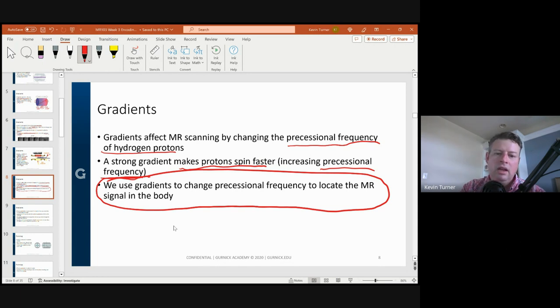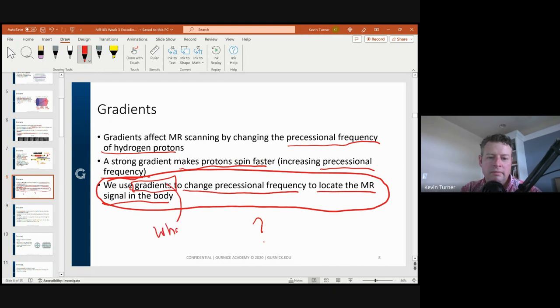So gradient is the tool. What does the tool do? It changes precessional frequency. Why do we use the tool? To locate the MR signal in the body, right? This is the what. This is the how. This is the why, right? What are we talking about? Gradients. How do they alter the body? By changing precessional frequency. Why? So we can locate the signal in the patient's body.